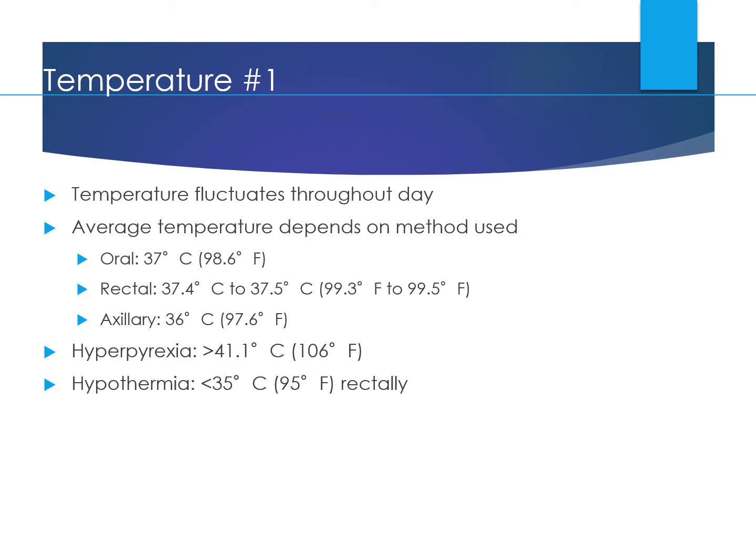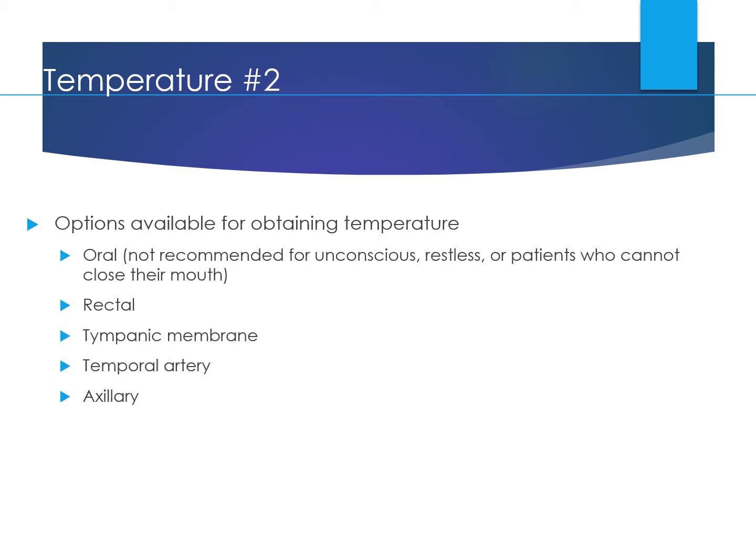Temperature actually fluctuates throughout the day, but the average temperature depends on the method used. If it is taken orally, it should be around 37 Celsius. If rectally, it is 37.4 to 37.5 Celsius. If axillary, it's 36 Celsius. We call it hyperpyrexia if it is more than 41.1, and it is hypothermia if it is less than 35° rectally.